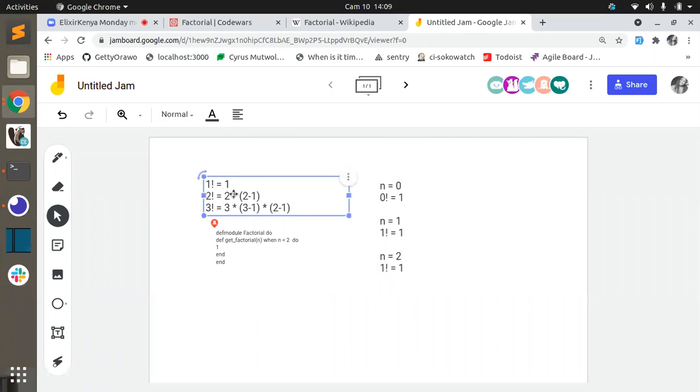So for 2, this is what we have. Our next function, or our next implementation, should be able to cater for 1, 0, and 2. Anyone willing to take this up before we do a random?